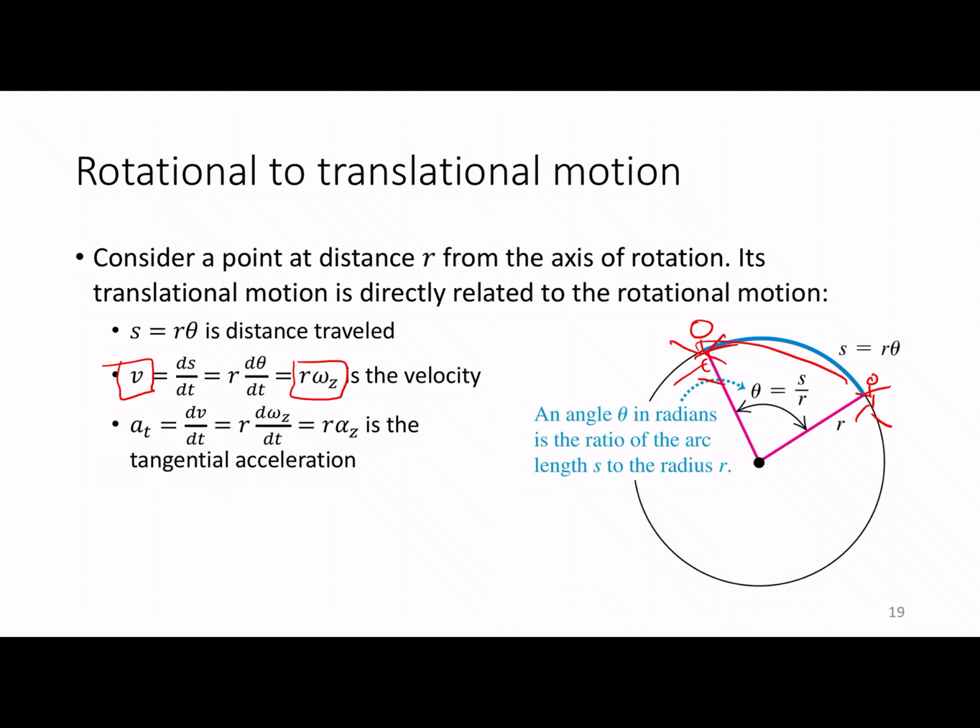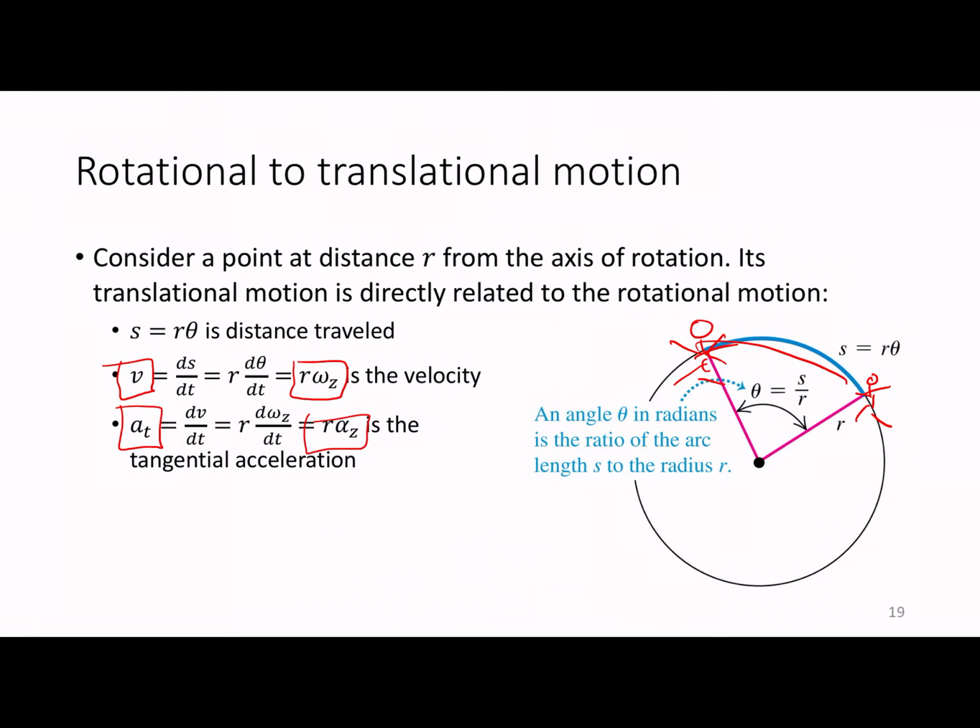Similarly, acceleration is going to be dv/dt. So dv/dt is r d omega/dt, which is r times alpha. Acceleration is equal to r times alpha. Now this is tangential acceleration.